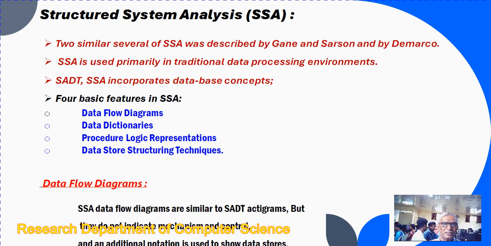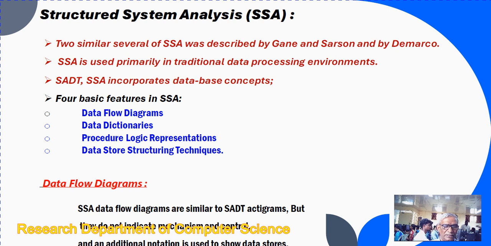And then fourth one is structured system analysis, SSA. 2 similar versions of SSA were described by Gane and Sarson and by DeMarco. SSA is used primarily in traditional data processing environment. SSA incorporates database concepts. There are 4 basic features in SSA. Data flow diagram, as you all know. What do you mean by data flow diagram? Data dictionary, procedure logic representation, data store structuring techniques.